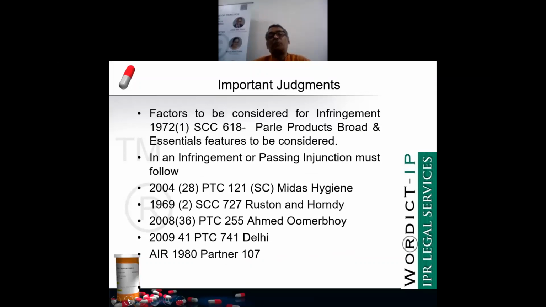Then the other important factors to be considered for infringement: if you read the Parle Products case, it very clearly says what the essential features to be considered are. Parle Products says when the judge is looking at an infringement, he need not look at specific things. All that he has to see is if, on the overall examination of both the marks, that is the original mark and the infringing mark, the infringing mark looks similar to the original mark, then you can grant an injunction. So the essential features to be considered is what has been laid down in this Parle Products case.